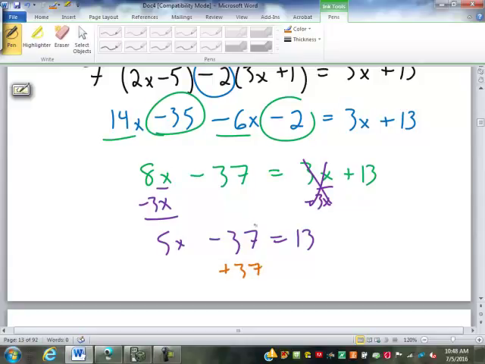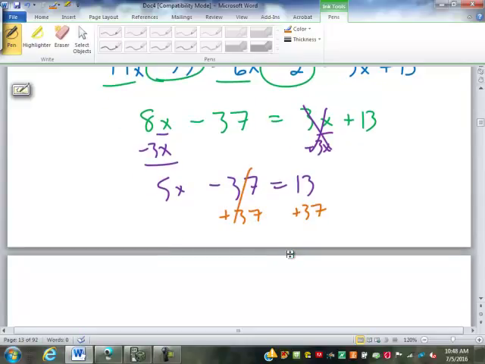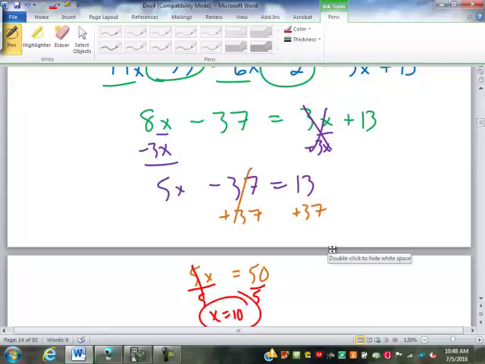We will add 37. So 5x equals 50. And then divide by 5. X equals 10. How many of you had x equals 10? Good deal. A couple of you.